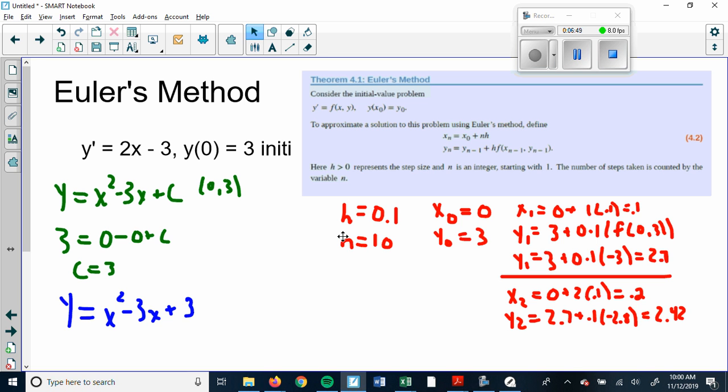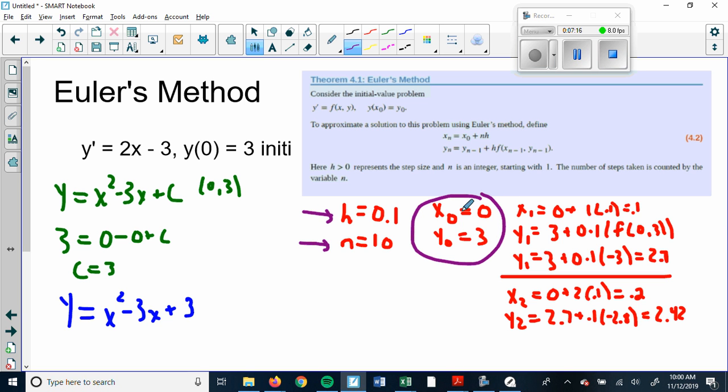So what I've chosen to do is let h in Euler's method be 0.1 and n equal 10. Basically, and I'll show you this, the smaller h is, the better results we have, and the bigger n is, the better results we have. All right, so this was our initial condition. My initial values: x0 is 0, y0 is 3. Now watch what happens.